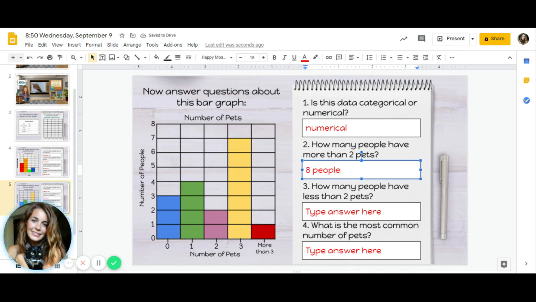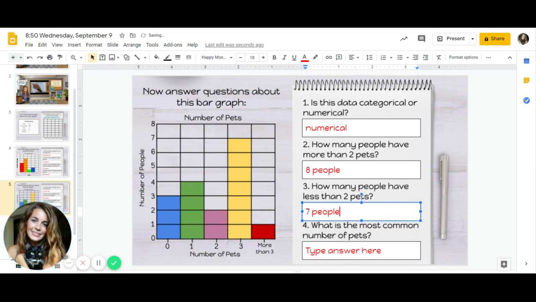Number 3, how many people have less than 2 pets? Well, this time I want to look over here. So once again, I'm not counting the people with 2 pets. If you have 2 pets, you don't have less than 2 pets. But if you have 1 pet or 0 pets, that's less than 2. So 3 people have none and 4 people have 1. That makes 7. 7 people on this bar graph have less than 2 pets.